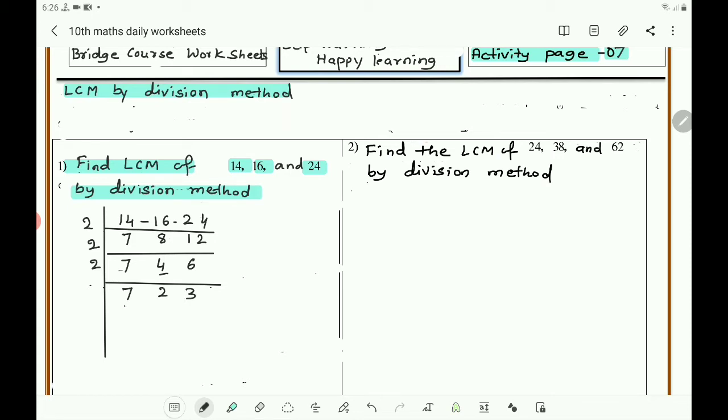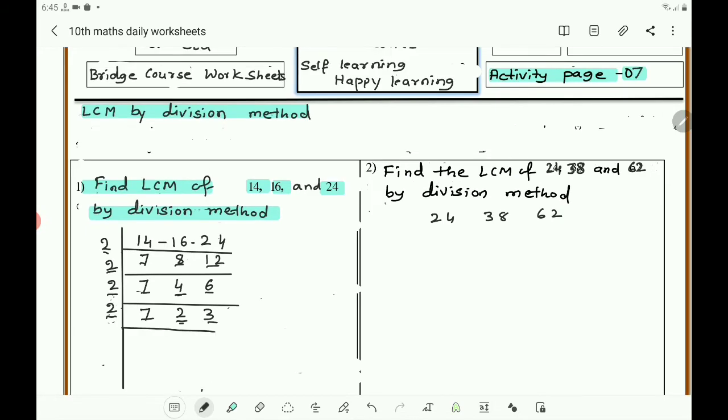Here you got 3 prime numbers. They are co-prime numbers and also prime numbers. Then you divide it by 2. Write 7 as it is. 2 ones are 2. You write 3 as it is. Next you divide it by 3. Write 7 as it is, 1 as it is.